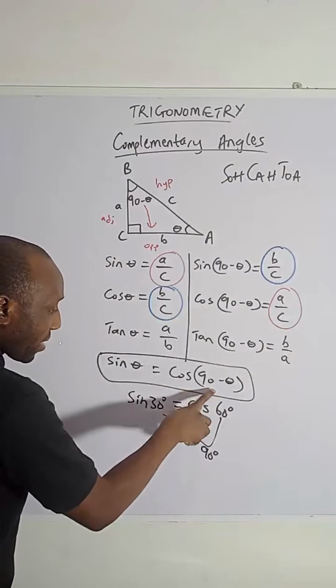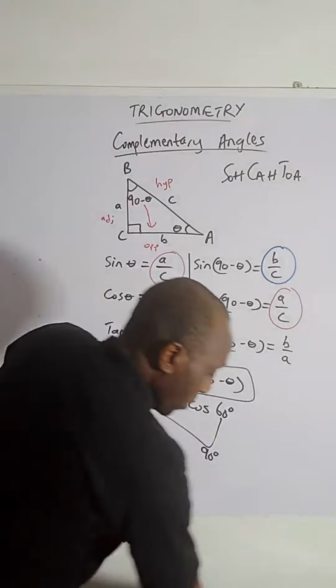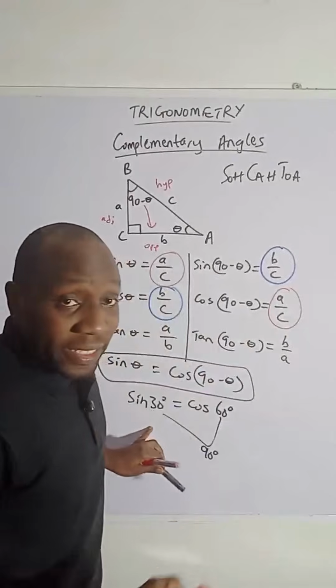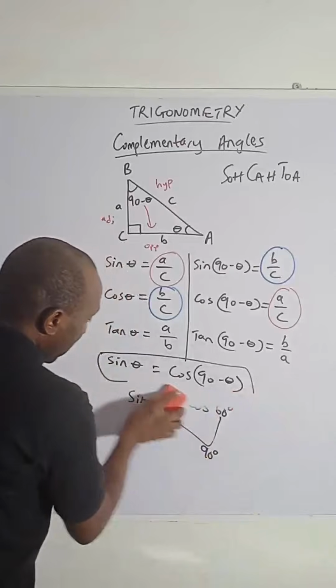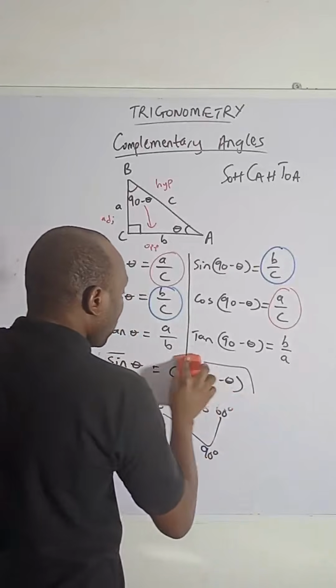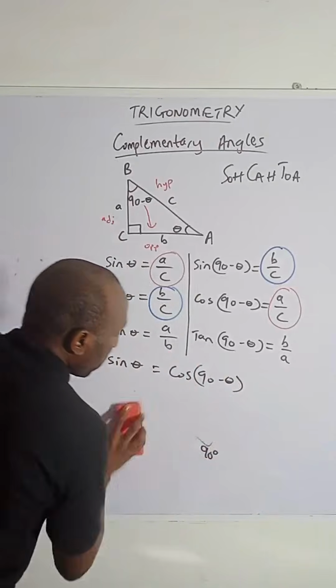Because when you subtract 60 from 90, you get 30. So that's it. By the way, sine 30 is 1 over 2, cos 60 is 1 over 2. The same value. All right? Are you with me? So what else can we deduce? What else can we conclude from this other one?